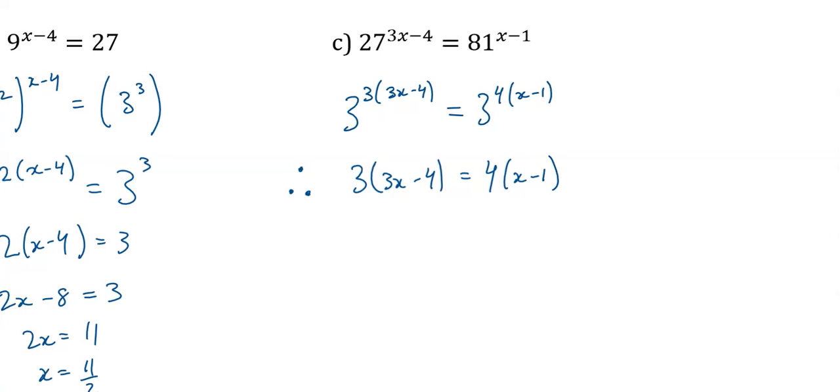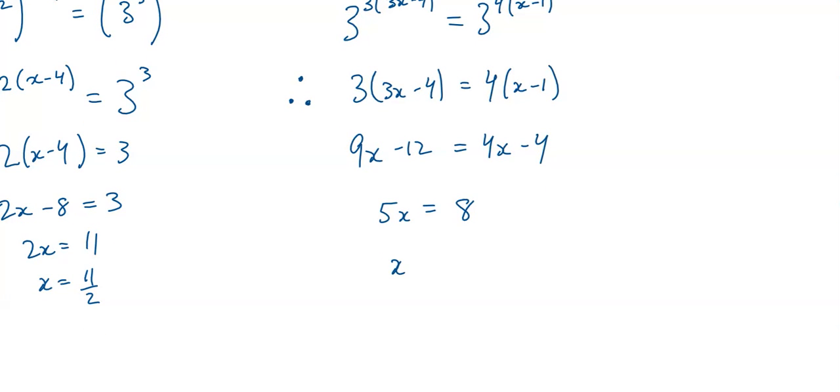Okay, and I got to multiply all of this out. So distributive property on the left, 9x minus 12. Distributive property on the right is 4x minus 4. I'm going to move the 4x over to the left by subtracting 4x. And I'm going to move the 12 to the right by adding 12. So negative 4 plus 12 is positive 8. I went over that quick.